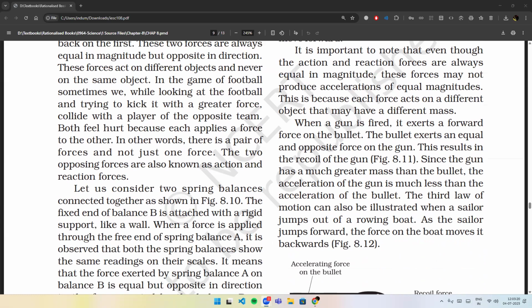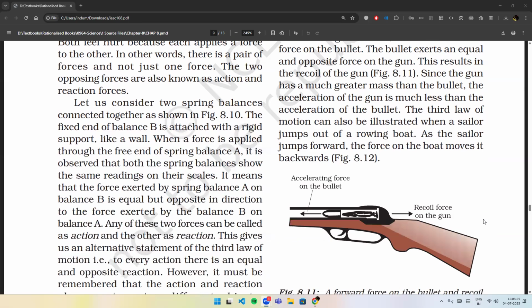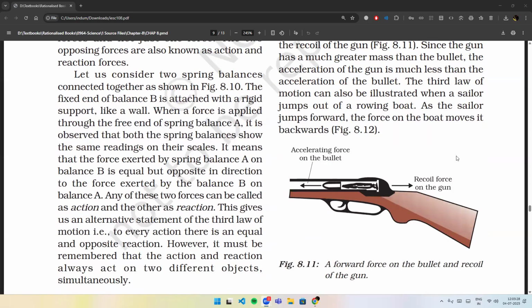The third law of motion can also be illustrated when a sailor jumps out of a rowing boat. As the sailor jumps forward, the force on the boat moves it backwards.